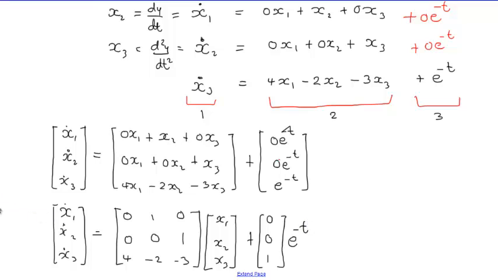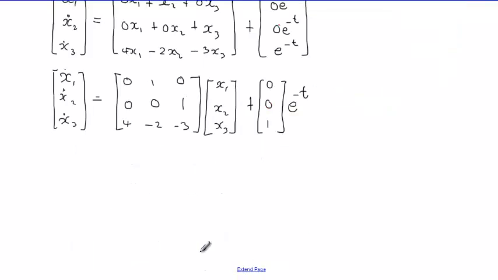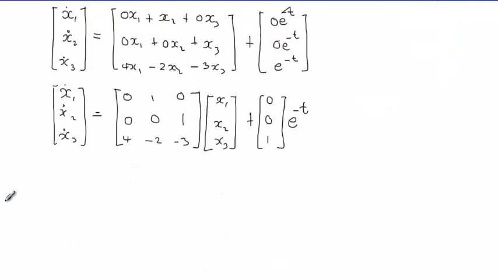Then now finally we have x prime for this vector, equals A for this one, x, plus our B, u(t). Well, u(t) is that.